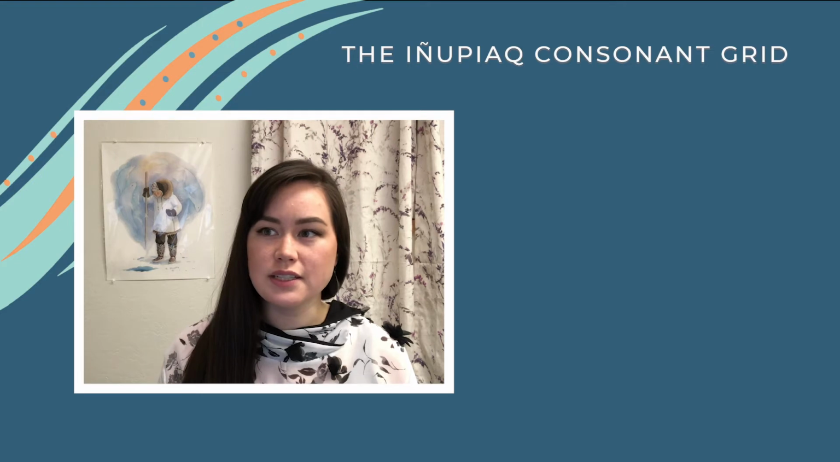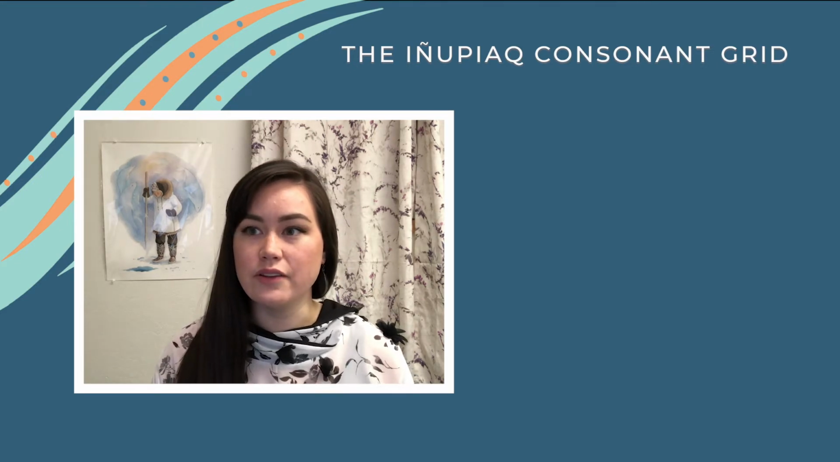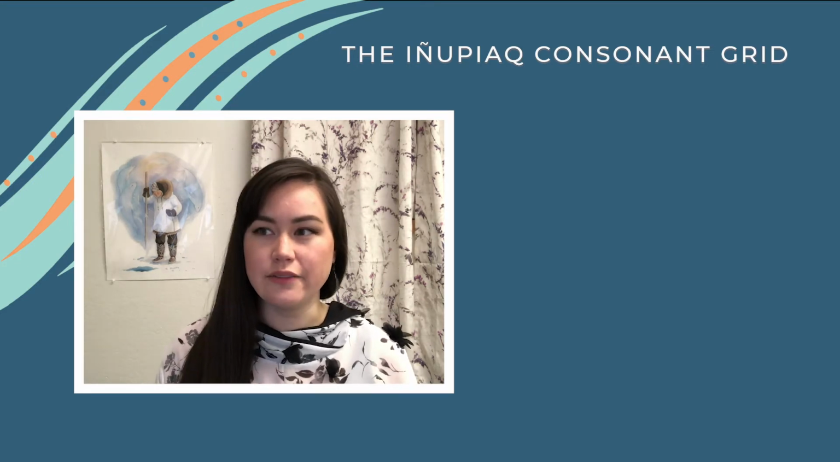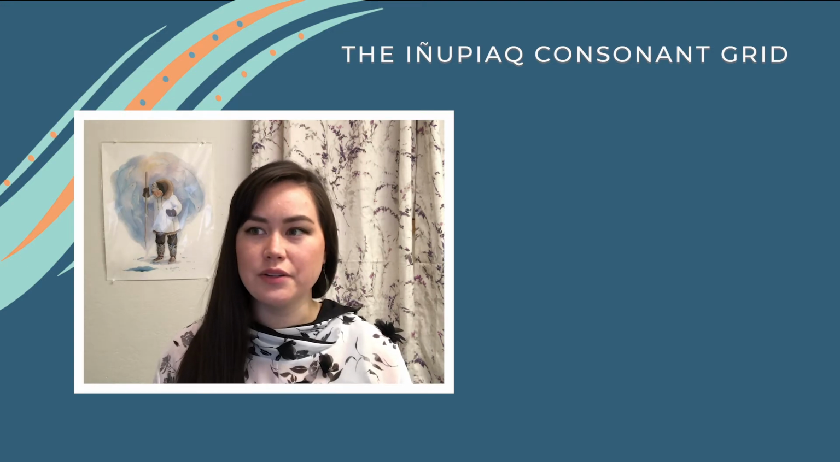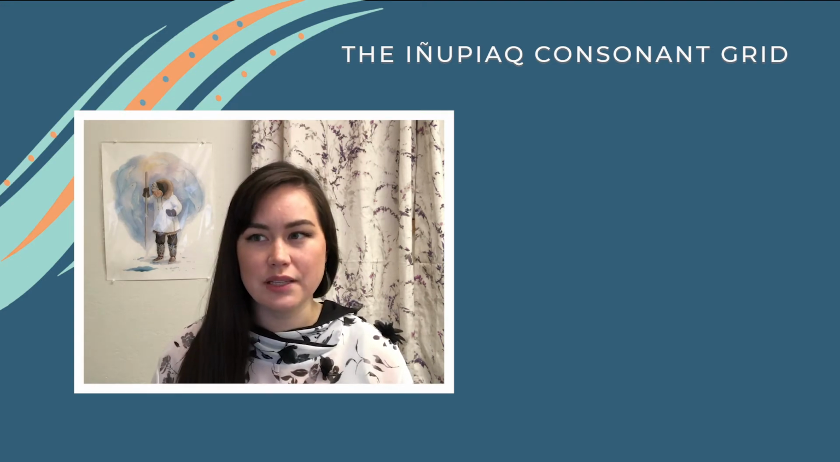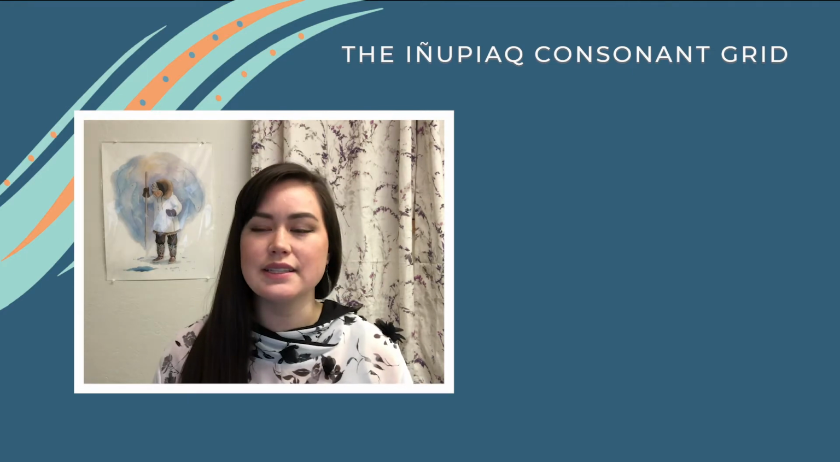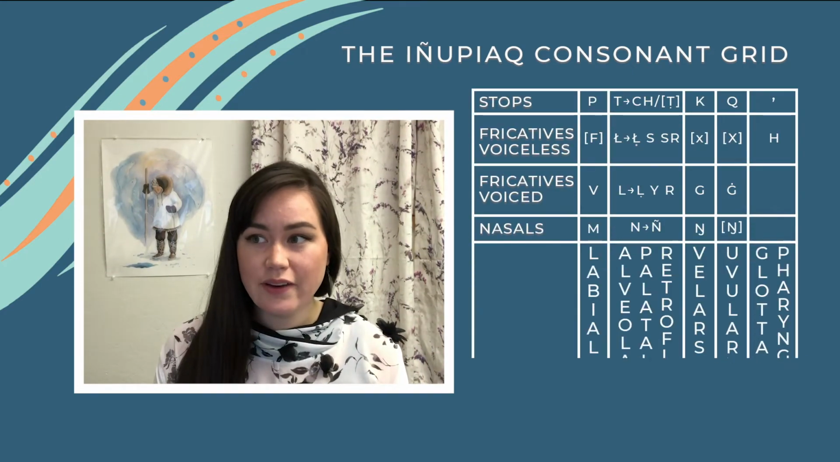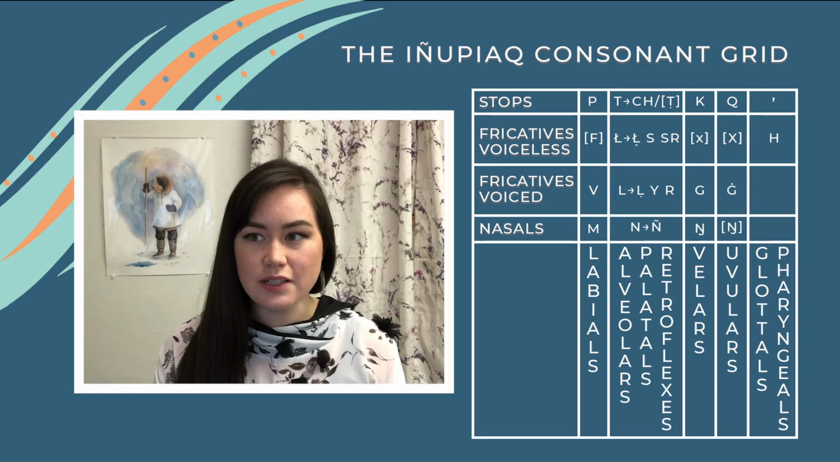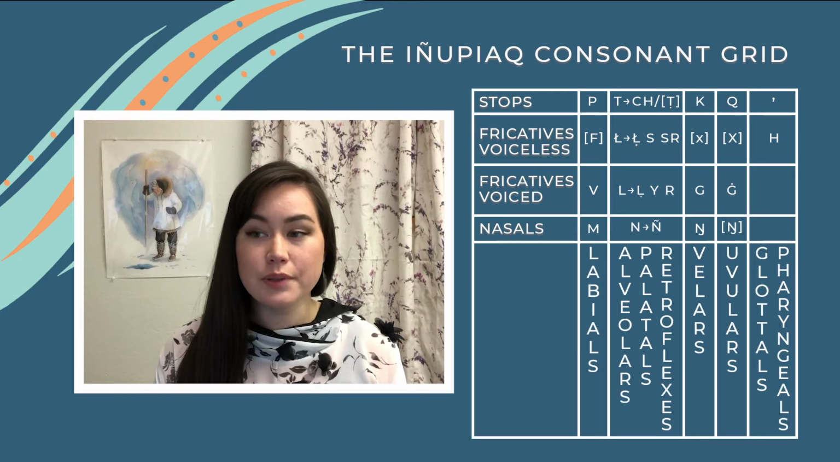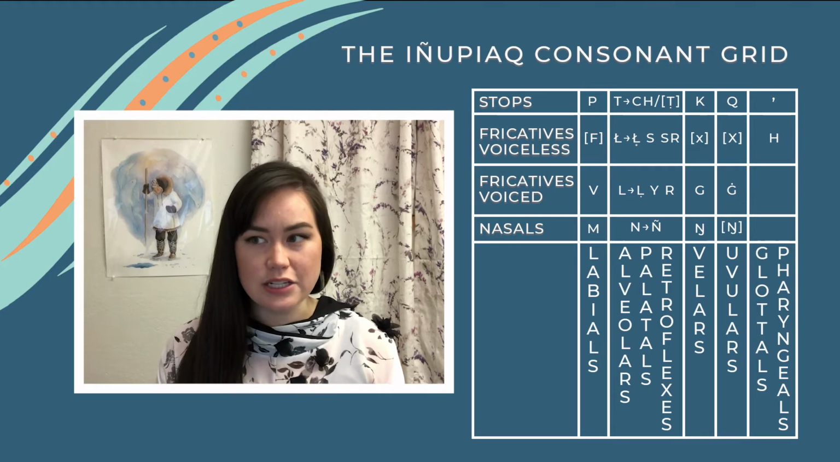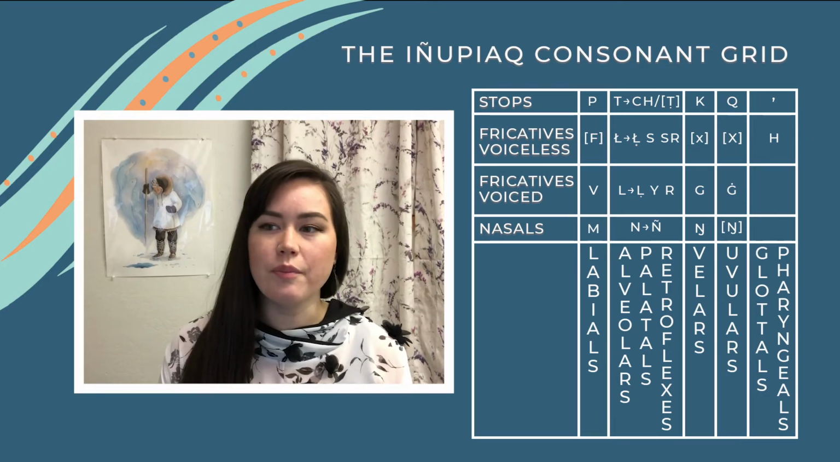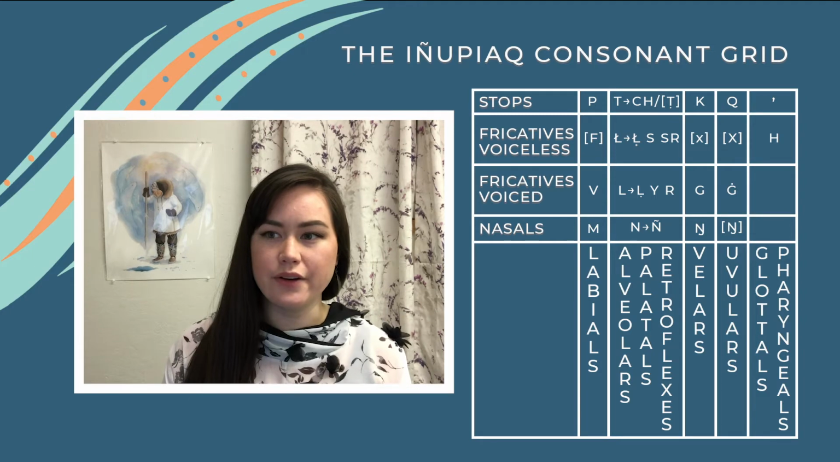We also have, in our language, what's called the Iñupiaq consonant grid. The consonant grid arranges the sounds of the North Slope Iñupiaq language in an informative manner so that someone who does not know the writing system but knows something about phonetics or speech sounds can tell what each symbol represents. Every consonant may be classified according to two criteria: first, where in the vocal tract the sound is produced, or place of articulation, and second, how or by what process the sound is produced, or manner of articulation.